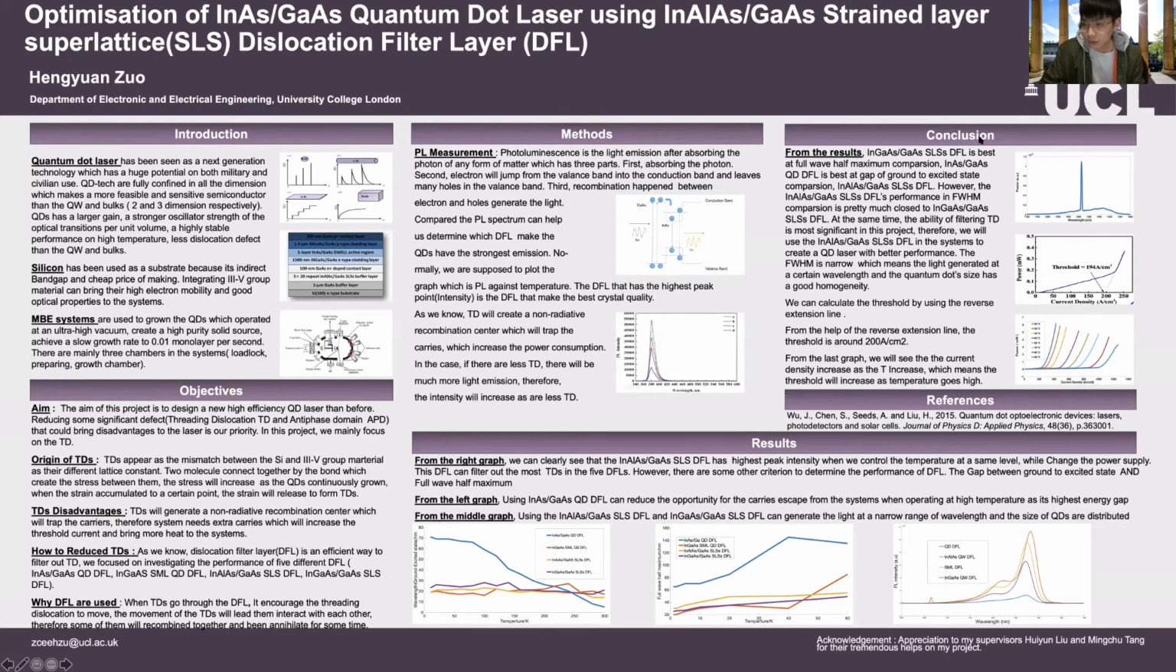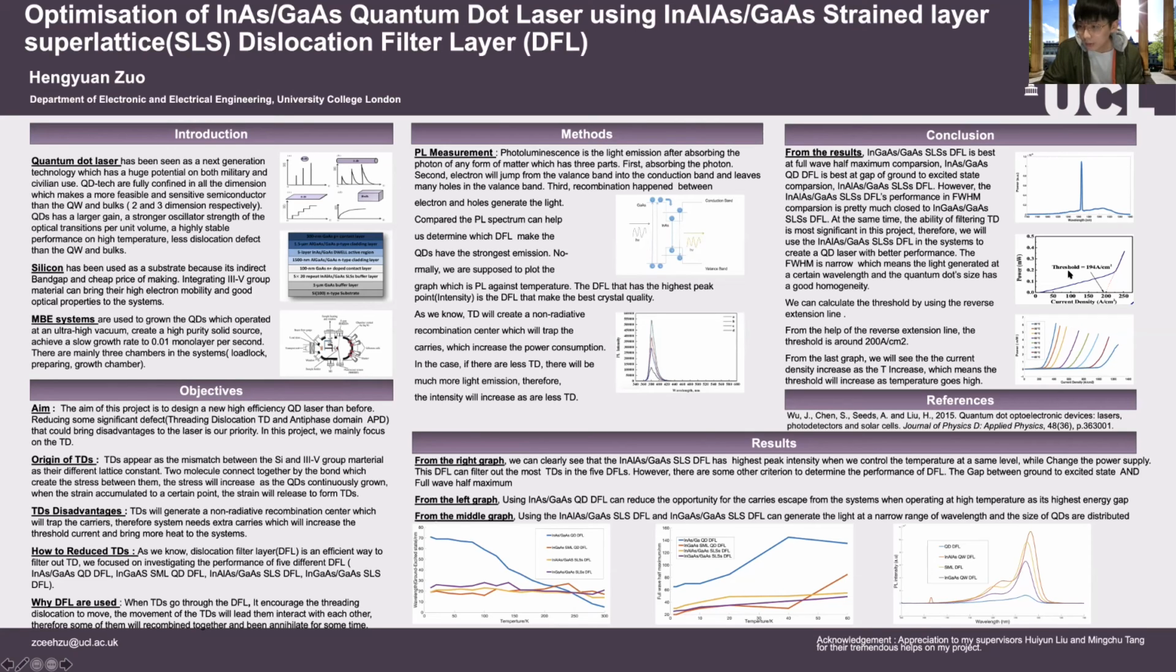About the conclusion from the results, although there are a lot of criteria for different types of DFL, the most important criterion is the ability to filter out TDs. So we are choosing the indium aluminum arsenide, gallium arsenide SLS DFL as the final DFL to implement in the lasers to improve their performance. We also measure the final performance of the lasers, as you can see from the top graph in this section. This is the full width at half maximum graph, which is quite narrow, which means it generates light in a small range of wavelengths, which is good.